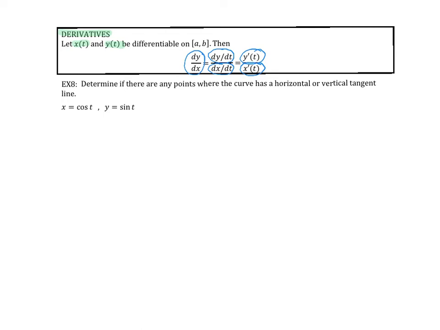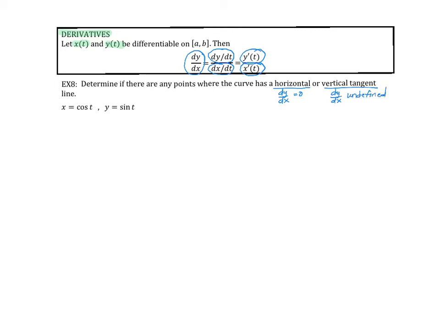In example A, we want to determine if there are any points where this curve has a horizontal or vertical tangent line. So remember, when we say that the tangent line is horizontal, that means its derivative, dy/dx, is equal to 0. If we have a vertical tangent line, that means our derivative, which is simply the slope of the tangent line, is undefined.